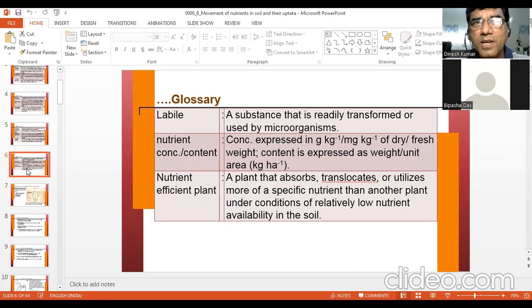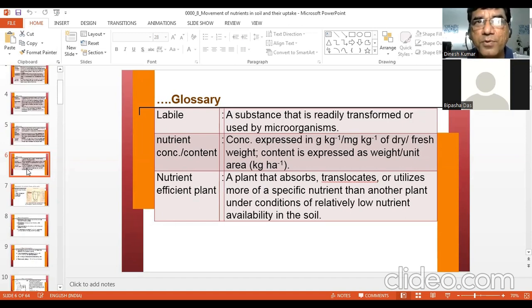Suppose iron is deficient in a particular soil, and you have sown 10 different varieties of a crop, and say 8 varieties are showing deficiency symptoms. They are susceptible, but 2 varieties are not showing deficiency. That means those 2 varieties are iron use efficient varieties or iron use efficient genotypes. Or in simpler terms, you can say nutrient use efficient genotype.